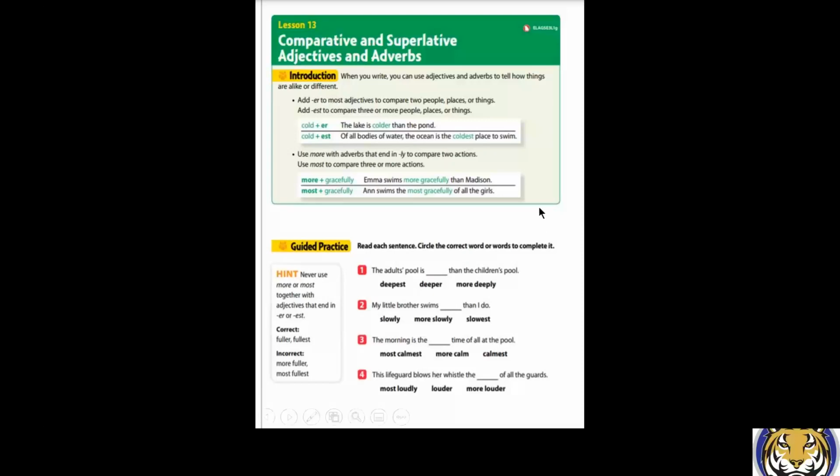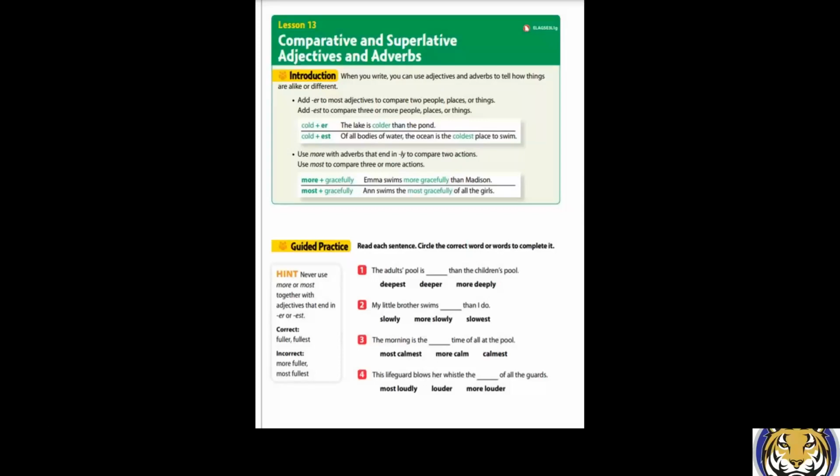So let's look at our guided practice. Read each sentence, circle the correct word or words to complete it. Hint, never use more or most together with adjectives that end in ER or EST. So, for example, you have fuller or fullest, which is correct. But if you say more fuller, that is not correct. Or most fullest is not correct.